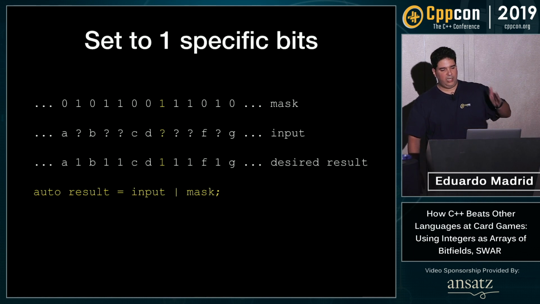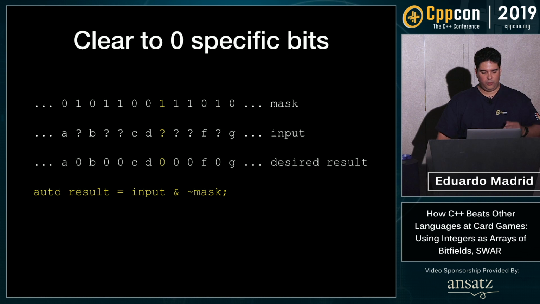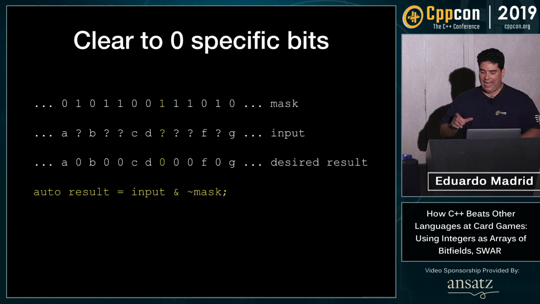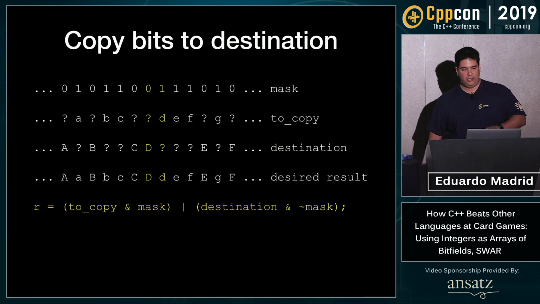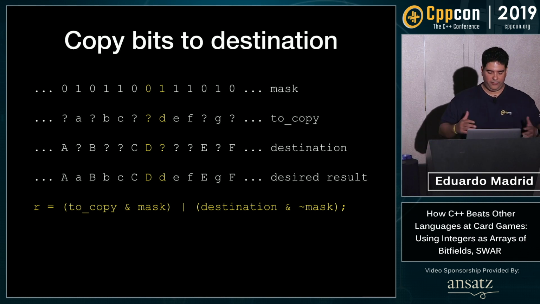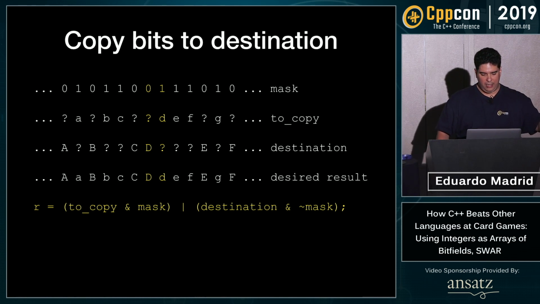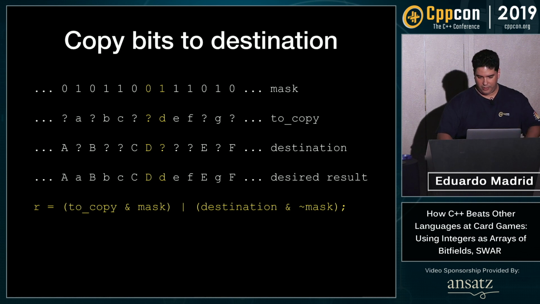To set 1 to a specific bit, you specify the bits of interest with a mask and use the bitwise OR, and that's going to give you those bits set. To clear to 0, you use the bitwise AND, but with the mask inverted. With the operation of copy from a source to a destination, you have to do several operations. You have to get rid of the things that are not important from the source, and you have to clear the destination on the places that you care about, and that's how it is done.